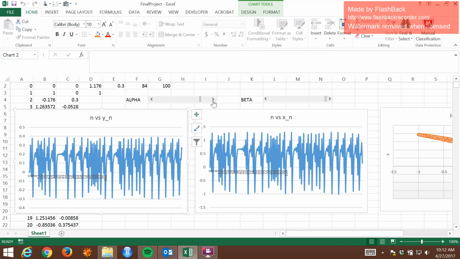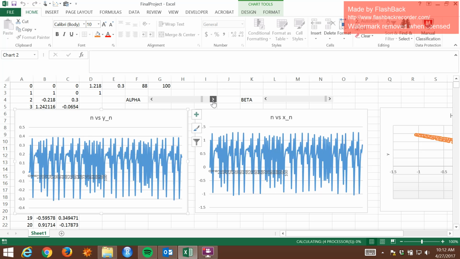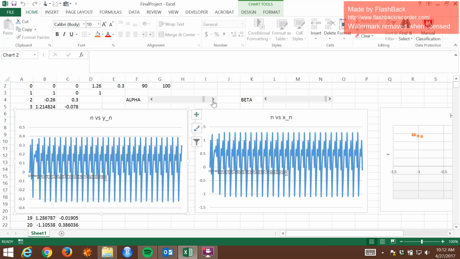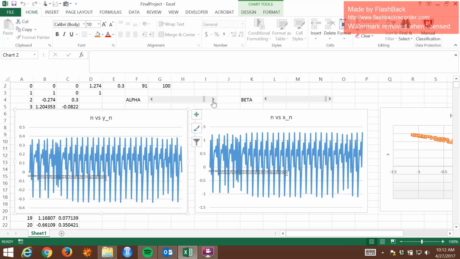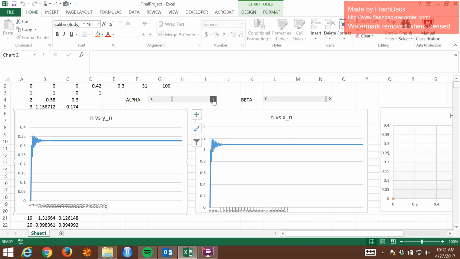And then as alpha gets close to 1.3, which is what we know has chaotic attractors, you can see how it goes from chaos, has a little bit of periodic fixed point again, and then moves back to chaos. So that's just how you can see it graphically by manipulating the parameters.